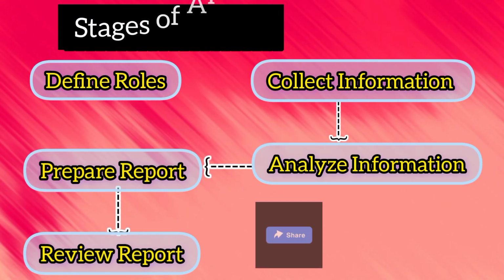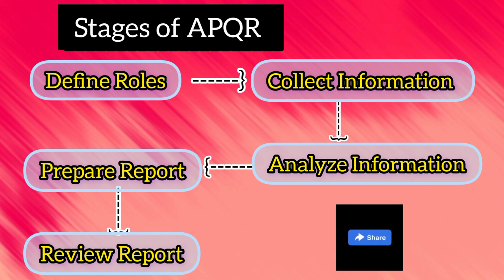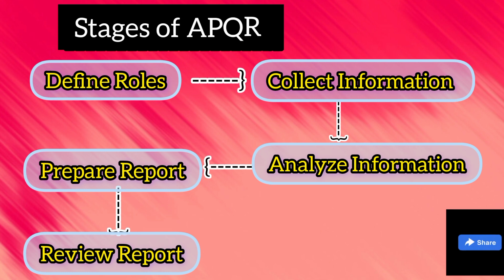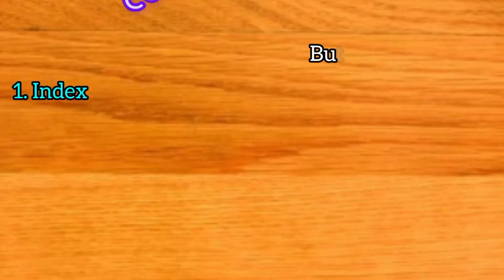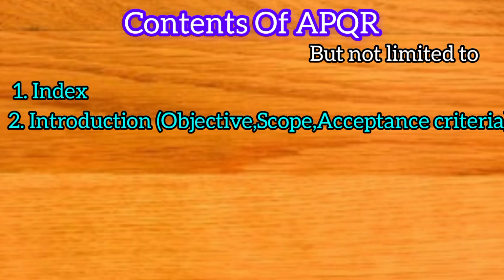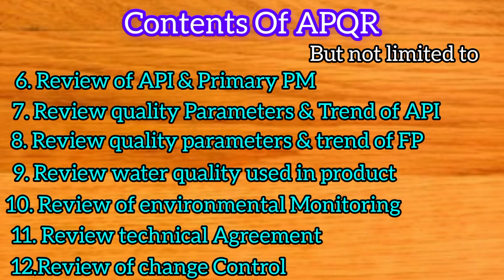Stages of APQR: define roles, collect information, analyze information, prepare report, review report. Contents of APQR, but not limited to: 1. Index. 2. Introduction, objective, scope, acceptance criteria. 3. Product details. 4. Process validation status of product. 5. Qualification or calibration status of major equipment and instruments. 6. Review of active pharmaceutical ingredients and primary packing material.